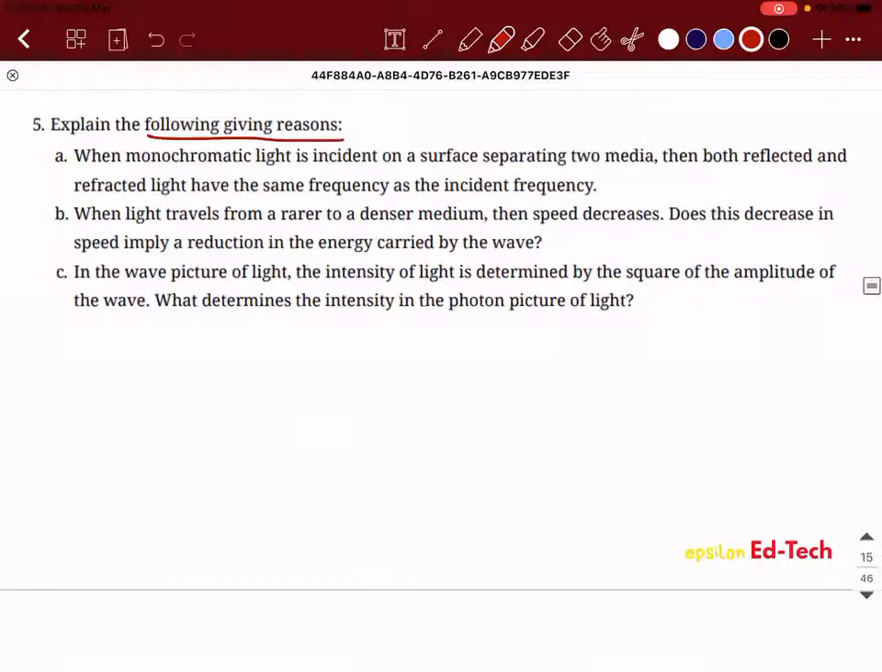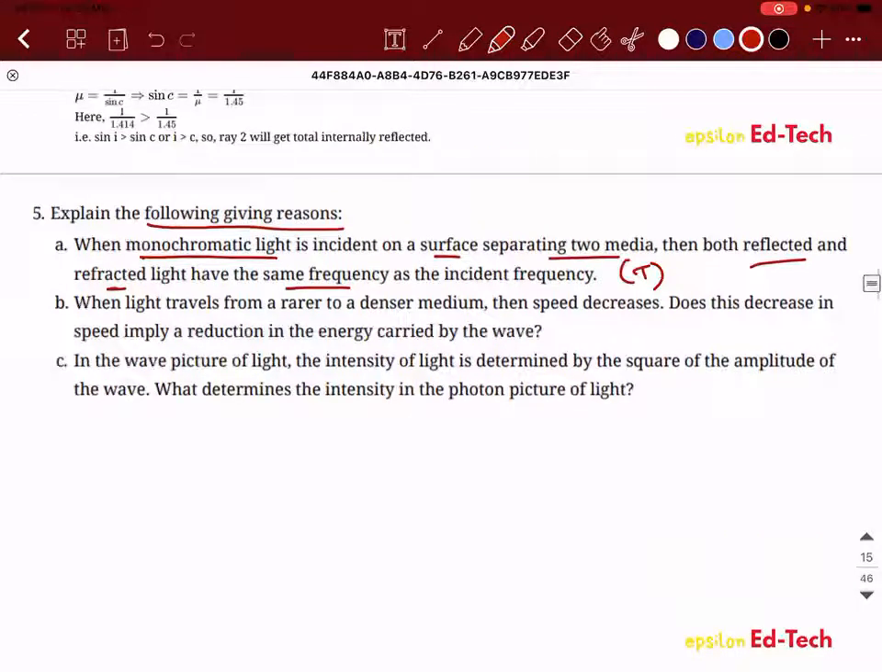Explain the following by giving reasons. When monochromatic light is incident on a surface separating two media, both reflected and refracted light waves have the same frequency as the incident radiation. Is that right or wrong? In the first place, it is true. So they are not asking whether it is true or false. The statement is there, and they want an explanation for it.